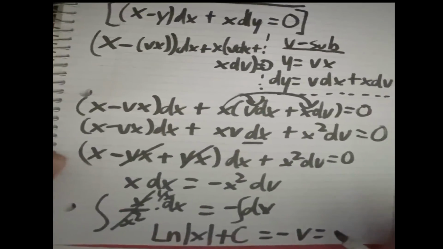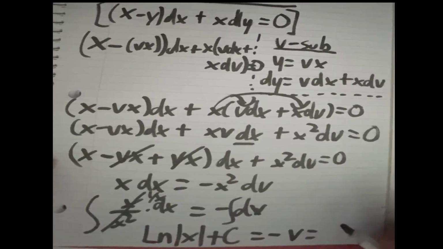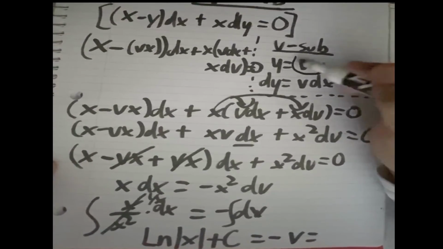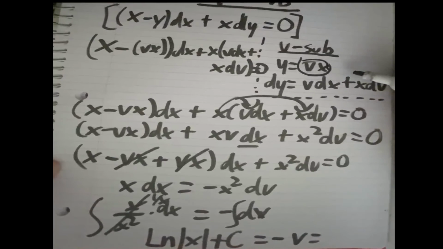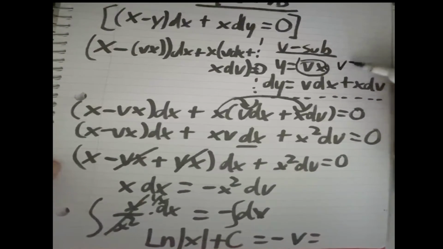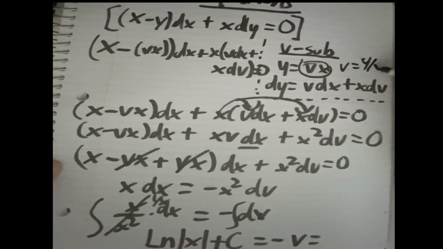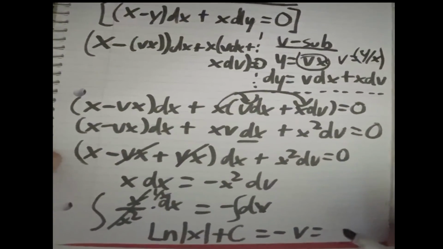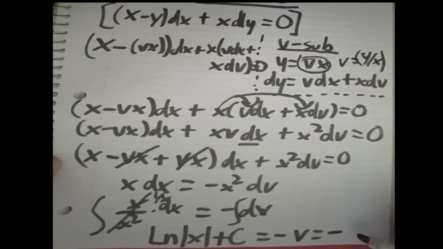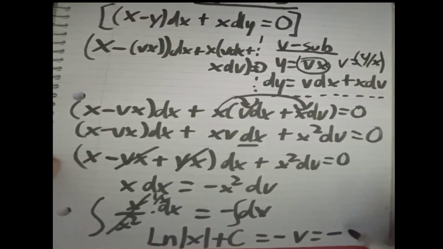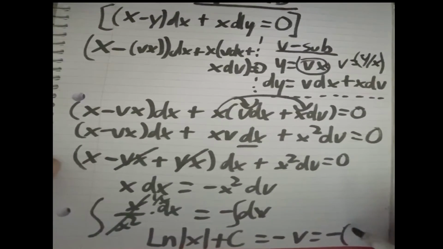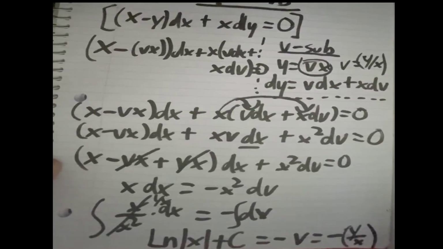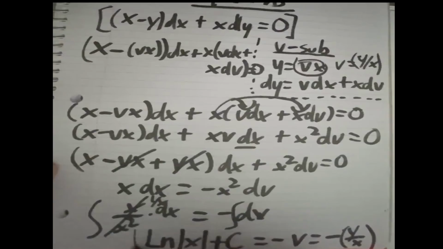But now don't forget to do this last step, which some people do tend to forget. Remember, we did perform a substitution right here. So our v is actually equal to y over x. So all you have to simply do is just substitute that term back in. So the natural log of x plus c is equal to negative v, which is equal to negative y over x. And that would be all.